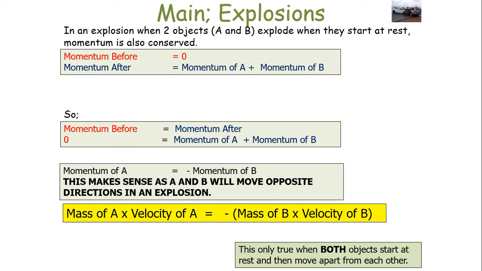So let's just look at this again. In an explosion, when 2 objects A and B explode, when they start at rest, the momentum is conserved. So momentum before will equal 0 because the object is at rest. Momentum afterwards will be momentum of A plus momentum of B. So because we know momentum before equals momentum after, we know that 0 equals momentum of A plus momentum of B. So we can take one of them to the other side to become negative. So momentum of A will equal minus momentum of B, which makes sense because they are moving in opposite directions after the explosion. But remember, this is only true when both objects start at rest and move apart from each other.